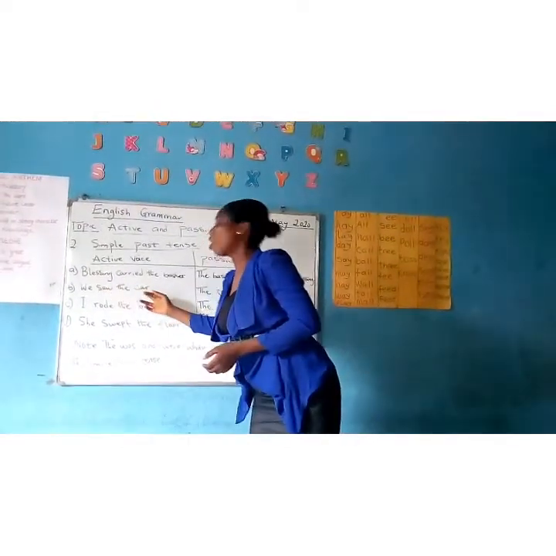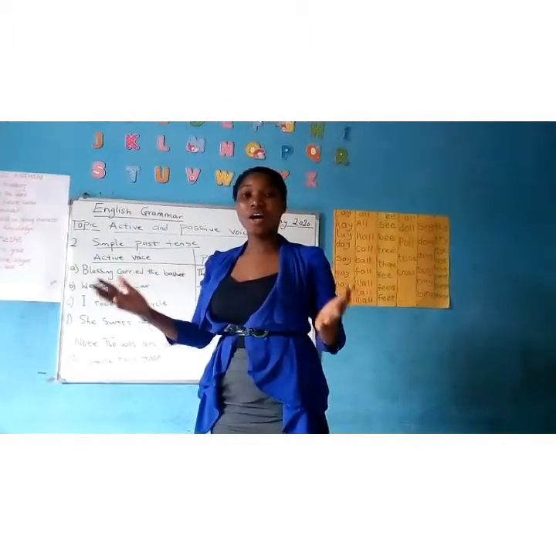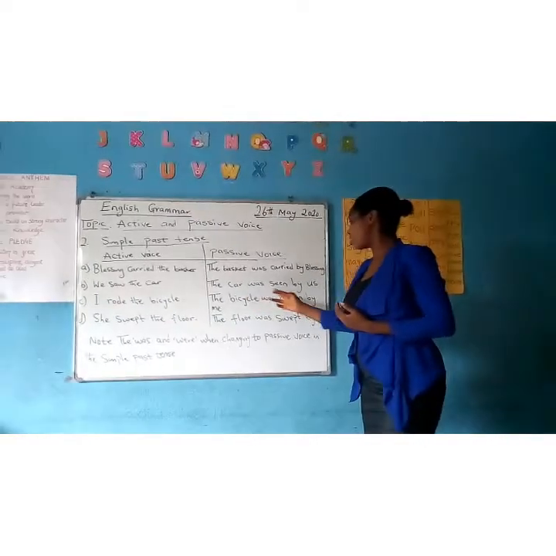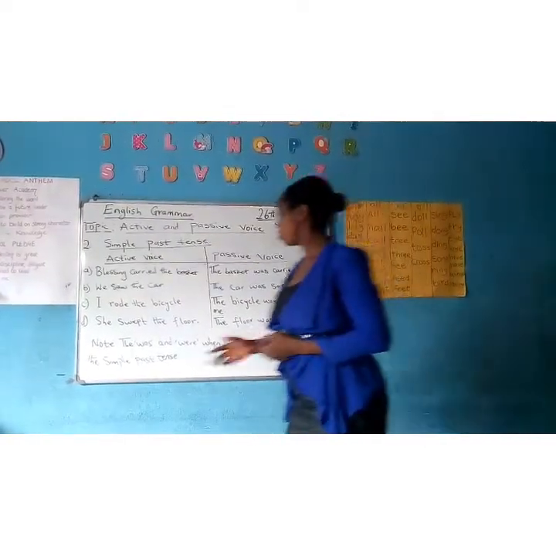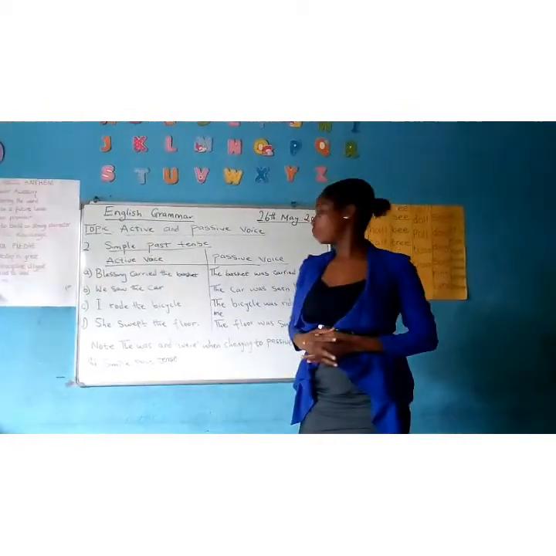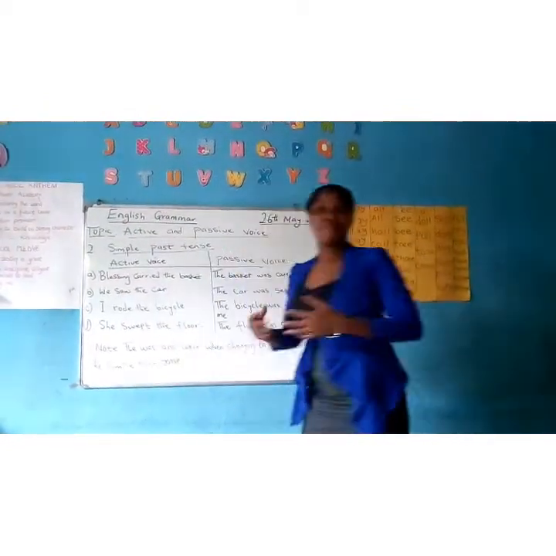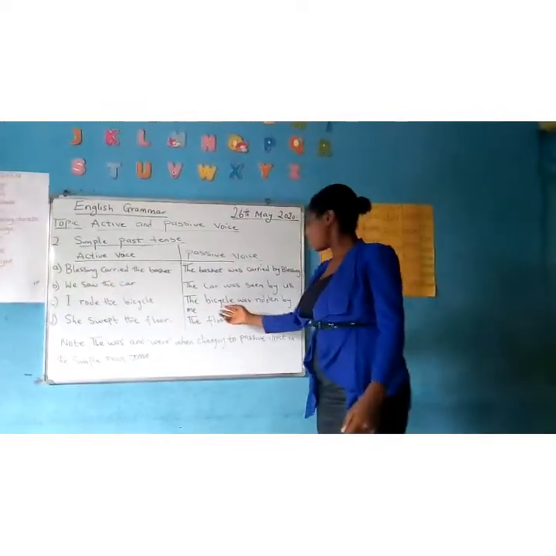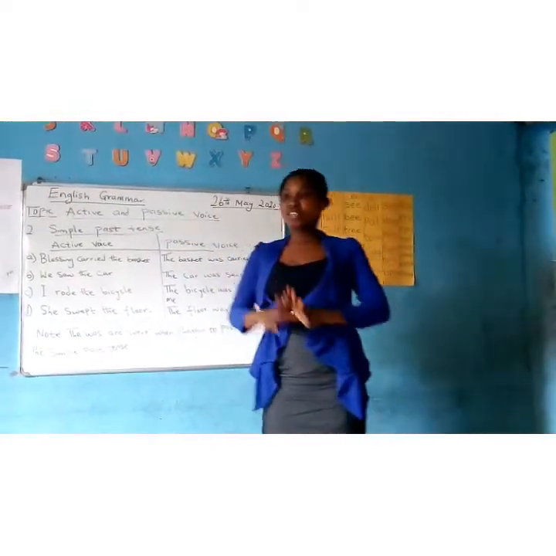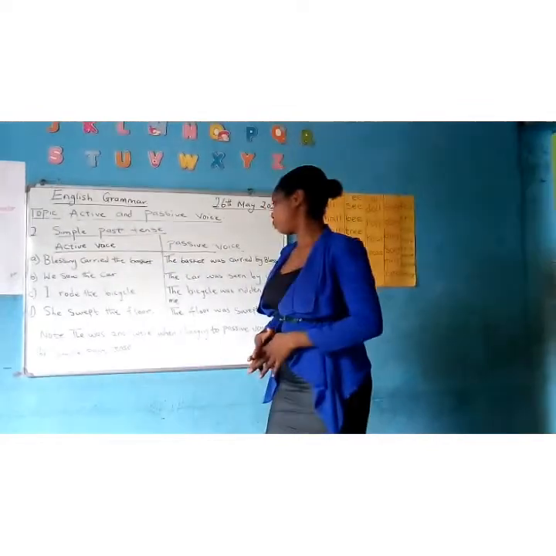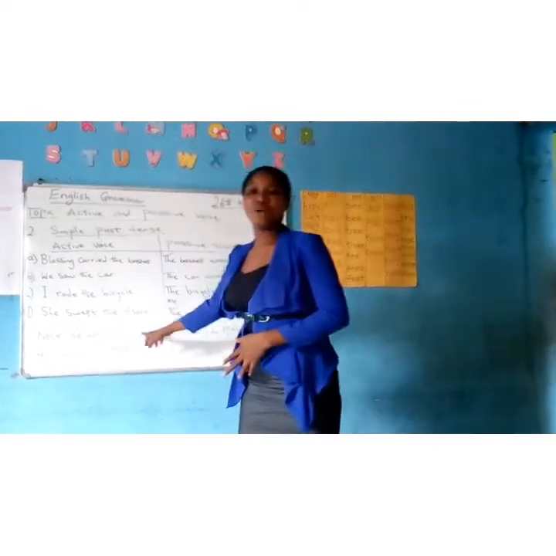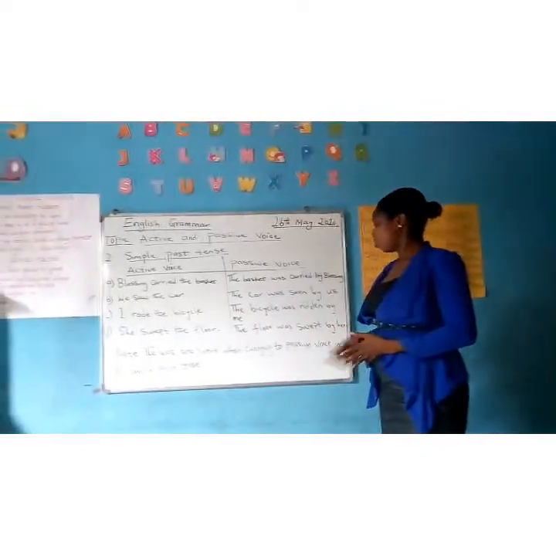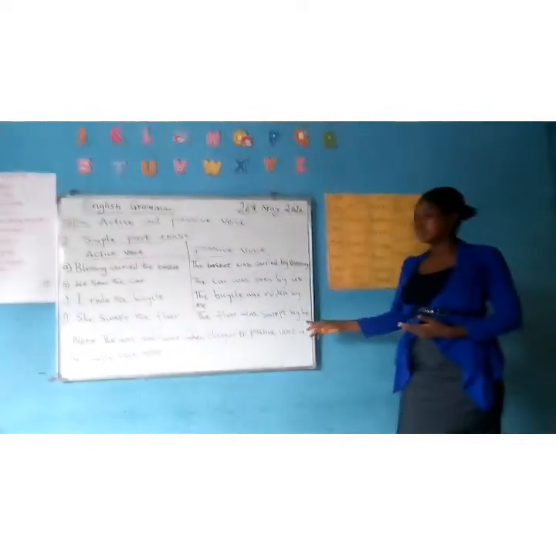B. We saw the car. The car was seen by us. C. I rode the bicycle. The bicycle was ridden by me. D. She swept the floor. The floor was swept by her.